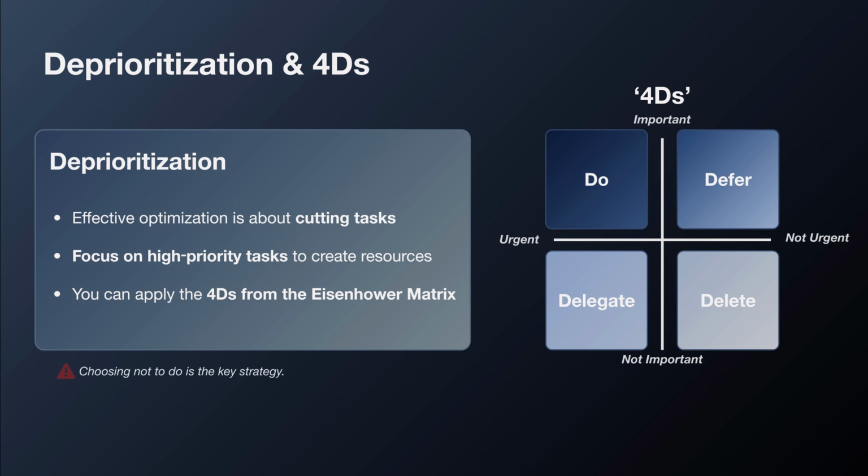Think of your brain as a CPU. When it gets overloaded, its performance drops sharply. The most powerful way to maintain fast execution speed is to clean up unnecessary background processes. Choosing not to do something is a core strategy. For a concrete way to approach this deprioritization, you can apply the 4Ds of the Eisenhower matrix to further optimize your productivity.